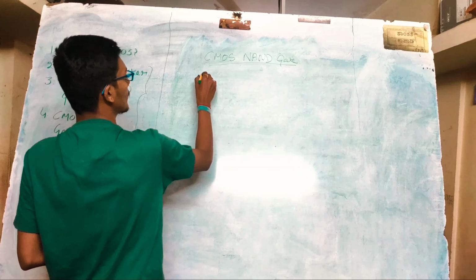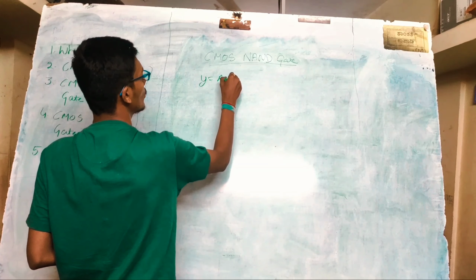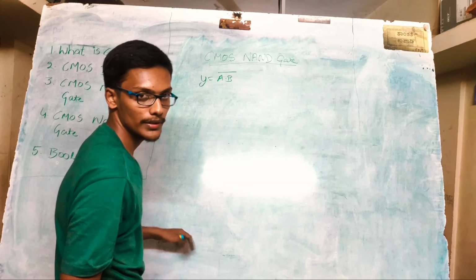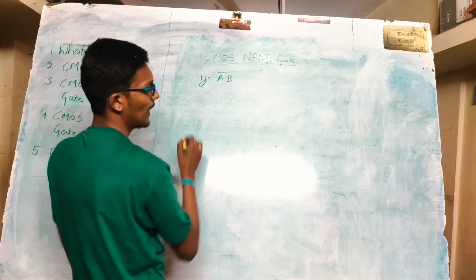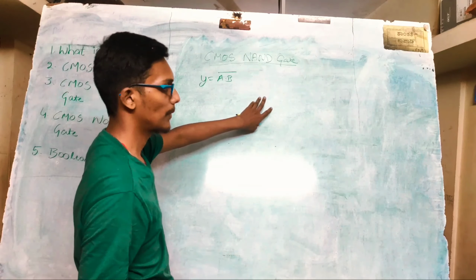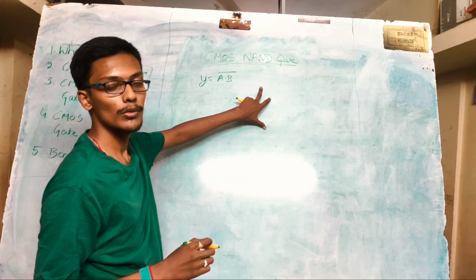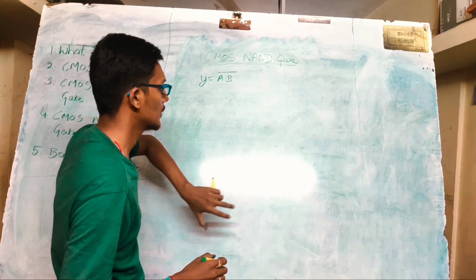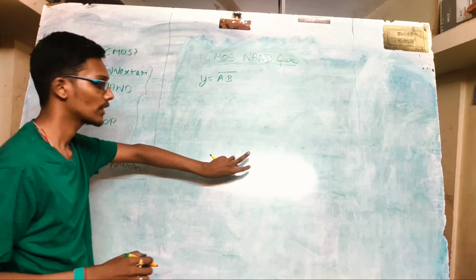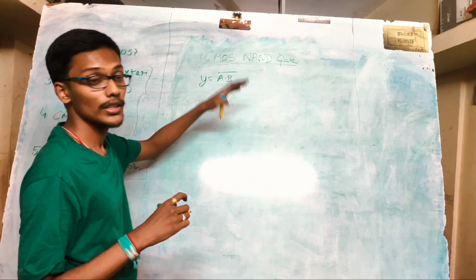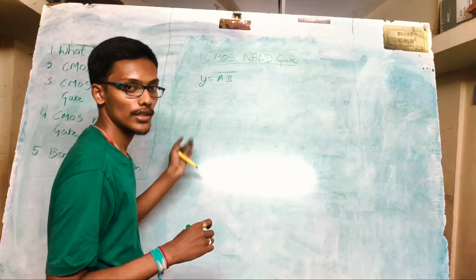Now we will have the expression Y is equal to A into B whole bar for the NAND gate. According to the basics, for the NAND gate the PMOSs will be in parallel and the NMOSs will be in series. The upper part of the circuit consisting of PMOS is known as the pull-up circuit, and the lower part of the circuit consisting of NMOS is known as the pull-down circuit. They can be interchanged when the VDD and ground terminals are interchanged.